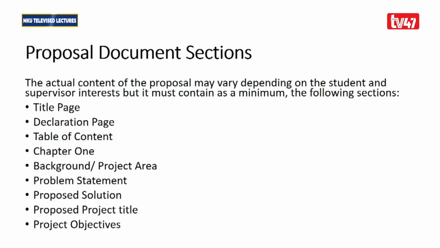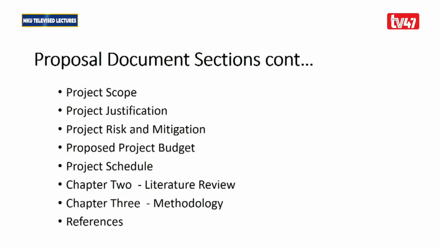It should have the proposed solution. It should have the proposed project title. It should have the project objectives. And then it should also have the project scope, the project justification, the project risk and mitigation. It should have the proposed project budget. It should have the project schedule.